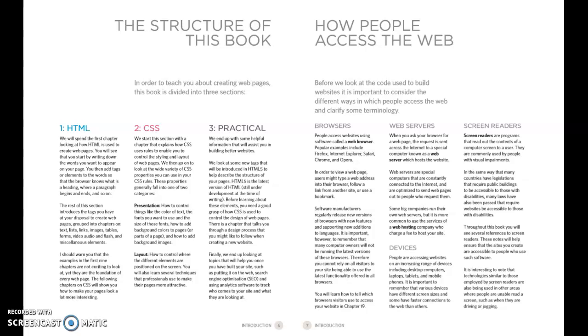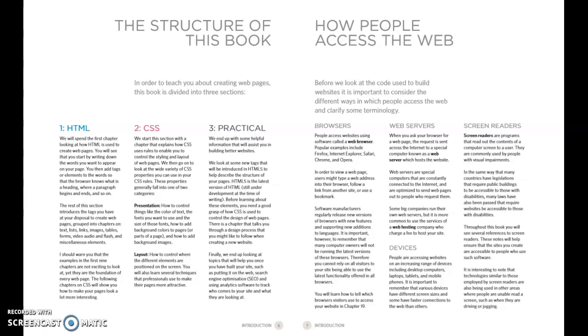There will be a few times things will not work in the other browsers, but they will work in Chrome. When you ask your browser for a web page, the request is sent across the internet to a special computer known as a web server, which hosts the website. Web servers are special computers that are constantly connected to the internet and are optimized to send web pages out to people who request them. Some big companies run their own web servers, but it is more common to use the services of a web hosting company who charge a fee to host your site.